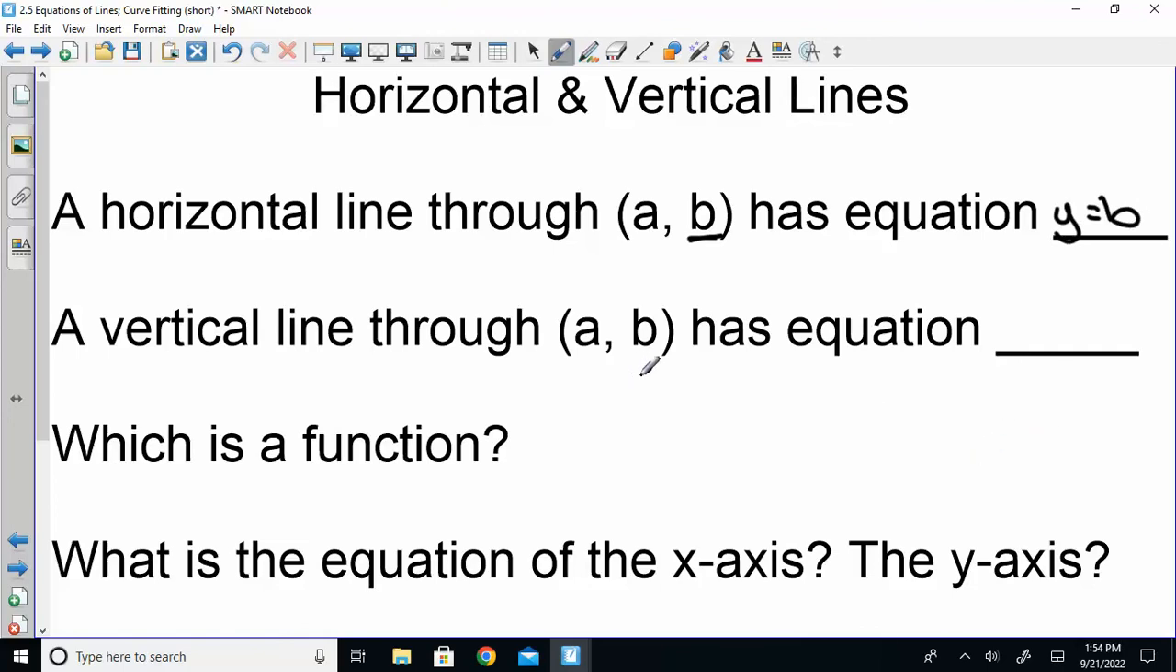All right, if we have a vertical line, again, I could write the equation just from one point. What's the equation of a vertical line? X equals a. Are both of these functions? No. Which one is? The horizontal. If you think about a vertical line, it fails the vertical line test. So only the horizontal is a function.